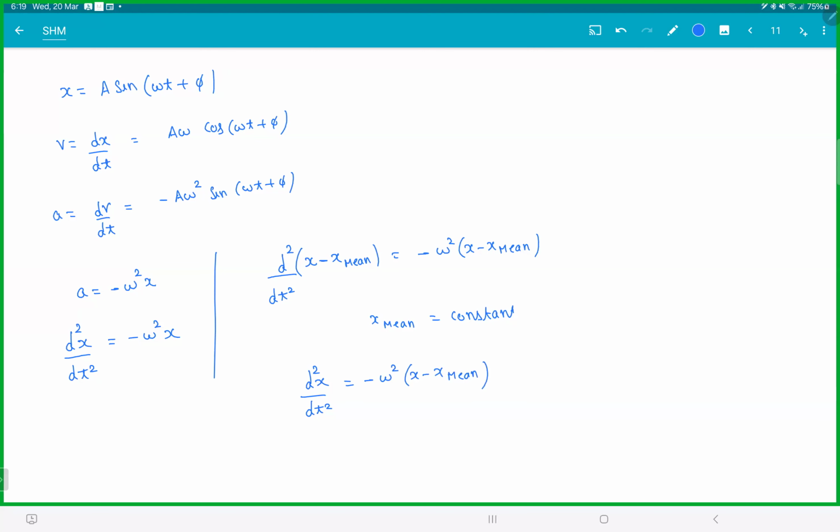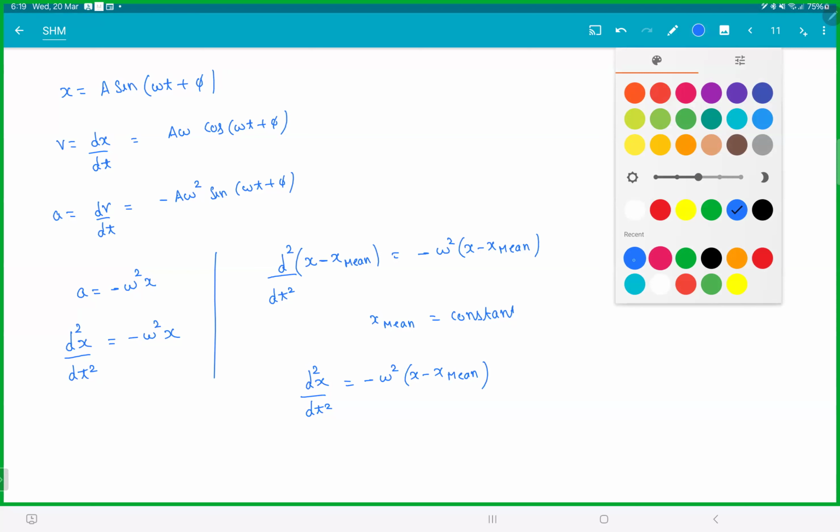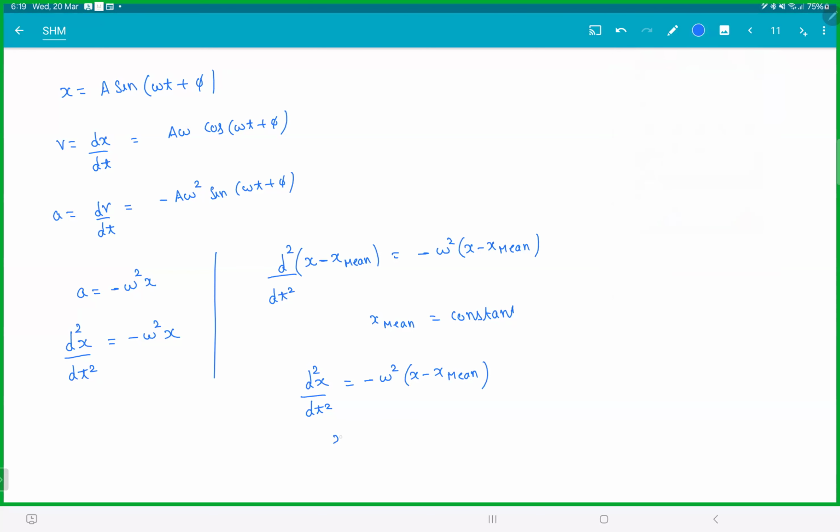This is a differential form. And for this function, the solution is x minus x mean is equal to A sine(omega t plus phi). This is a solution for the differential equation. In Maths, you have a chapter which teaches you differential equations.